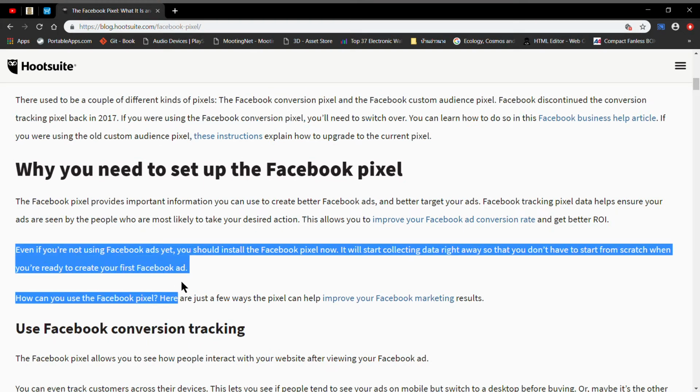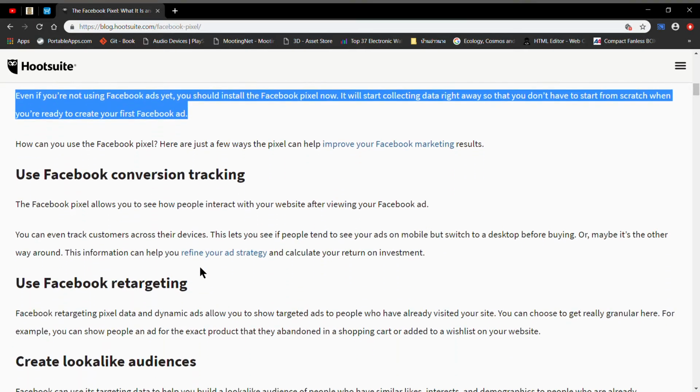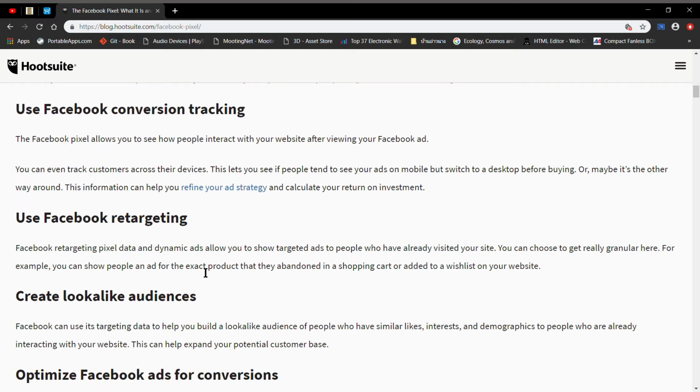even if you are not using Facebook ads yet, you should install the Facebook Pixel now. It will start collecting data right away so that you don't have to start from scratch when you're ready to create your first Facebook ad. Who says I'm going to create one? Yeah, yeah. The Facebook Pixel allows you to see how people interact with your website after viewing your Facebook ad. Yeah, but it also allows Facebook to look at how people interact with my website before I've even made a Facebook account or a Facebook ad and just joined Facebook developers.